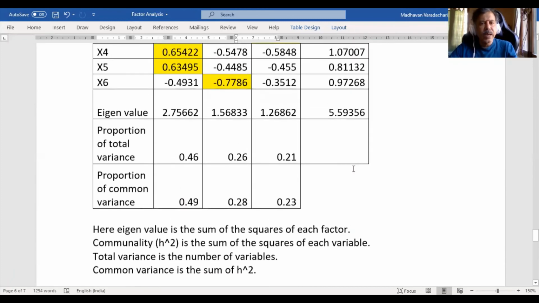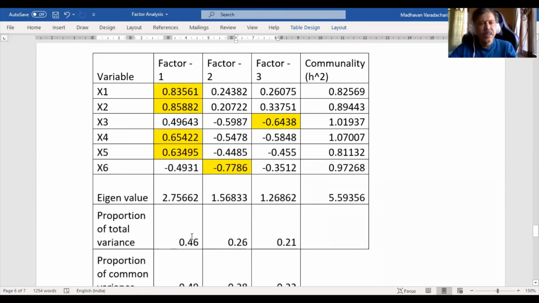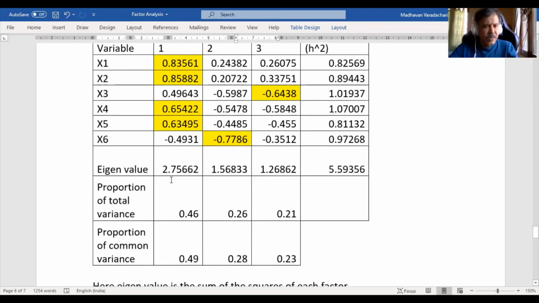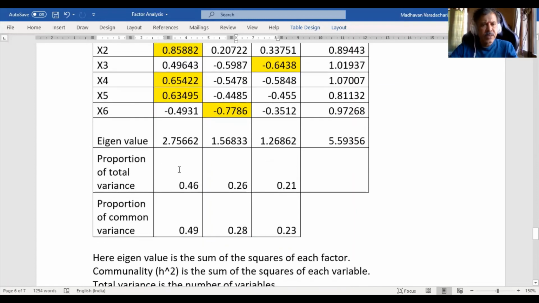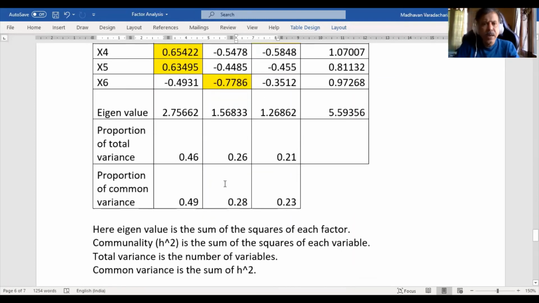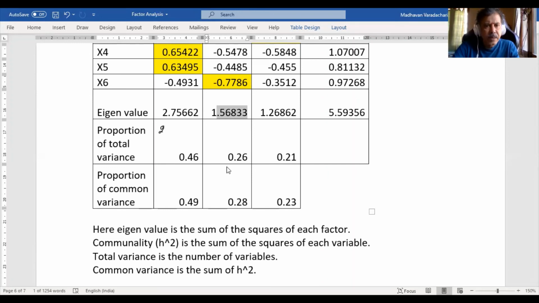Then here you can calculate what is called the proportion of total variance. How do we do that? Proportion of total variance means this, 2.75662 divided by 6. If you do that, I think you will get 0.46. Let's check that. 2.75662 divided by 6, you get 0.46. That is what is written here. Similarly, this one you get by dividing this by 6.